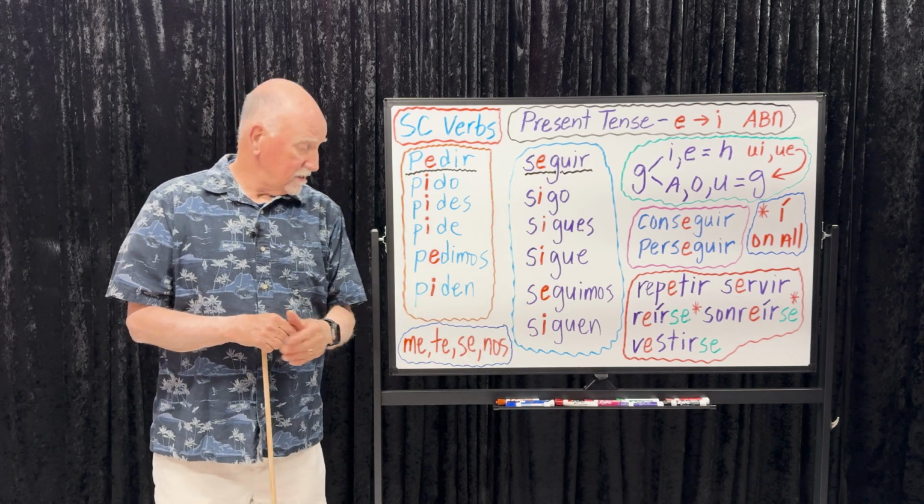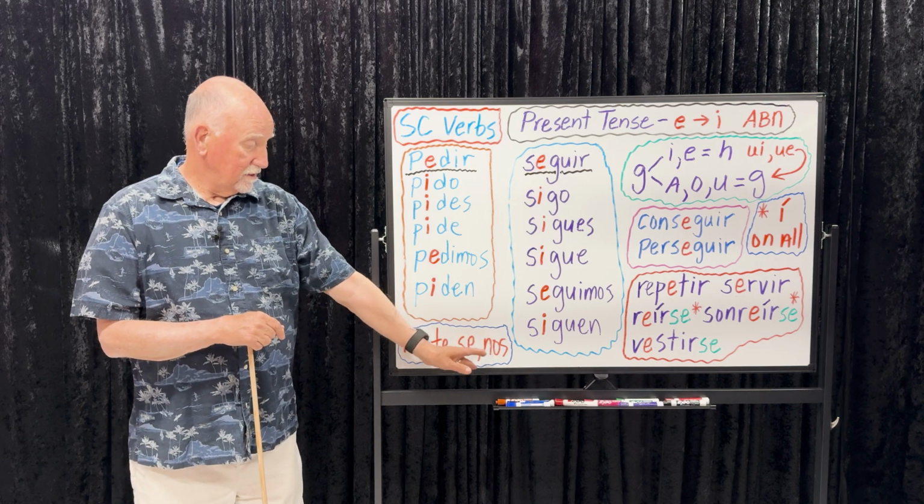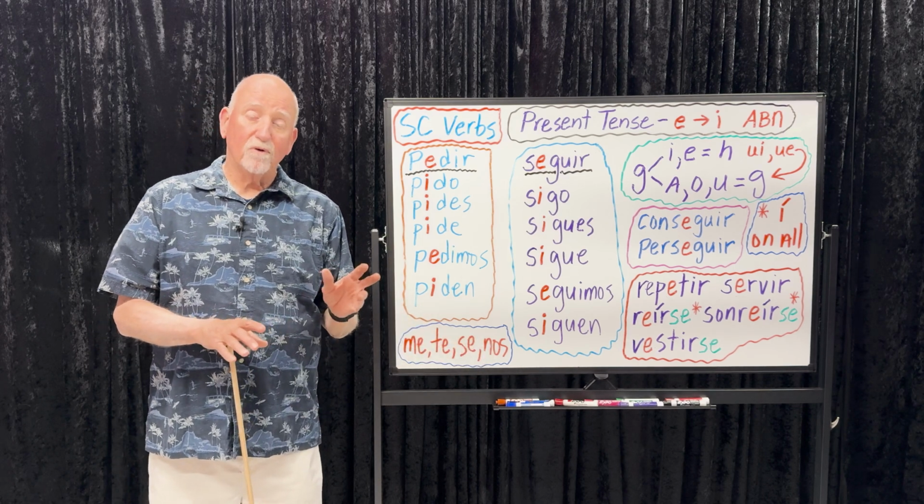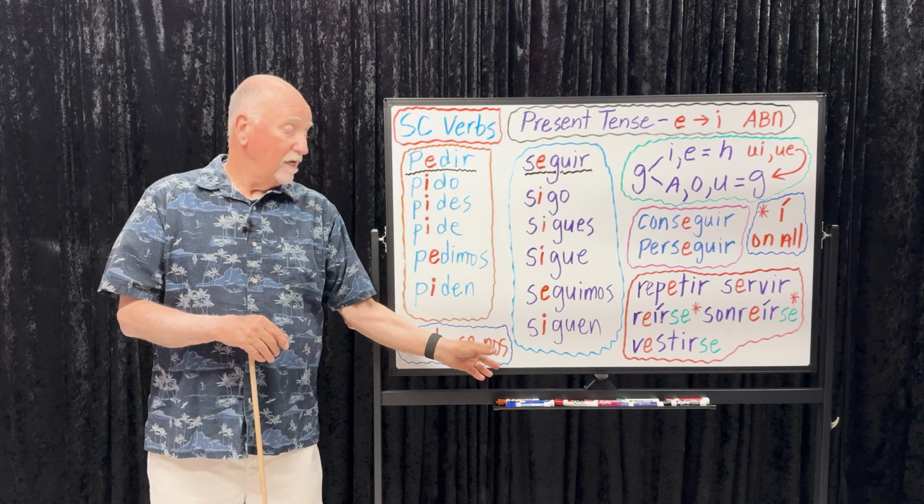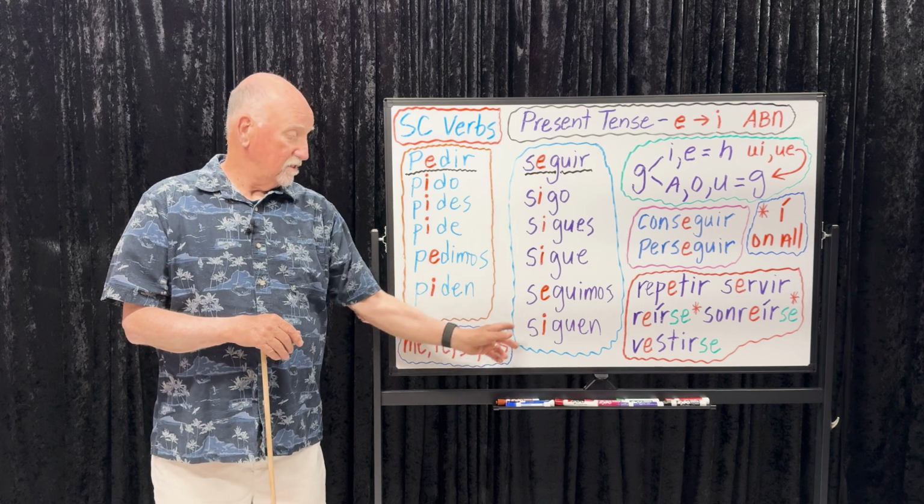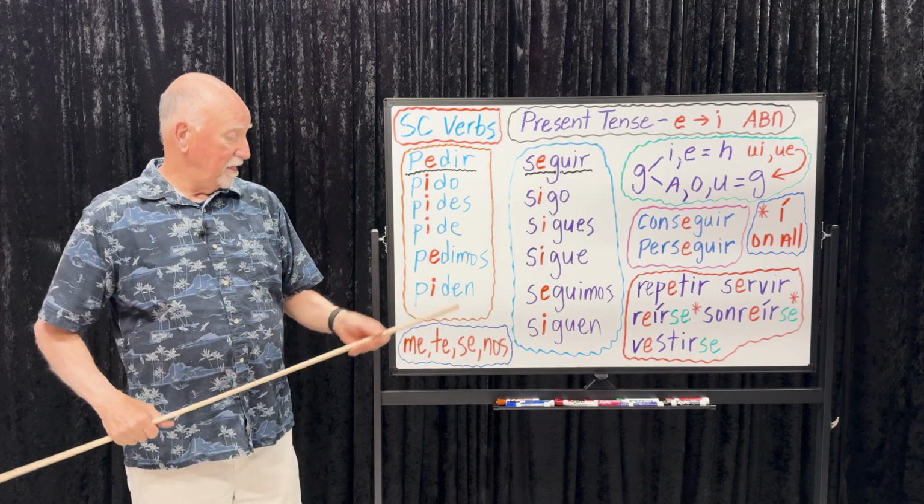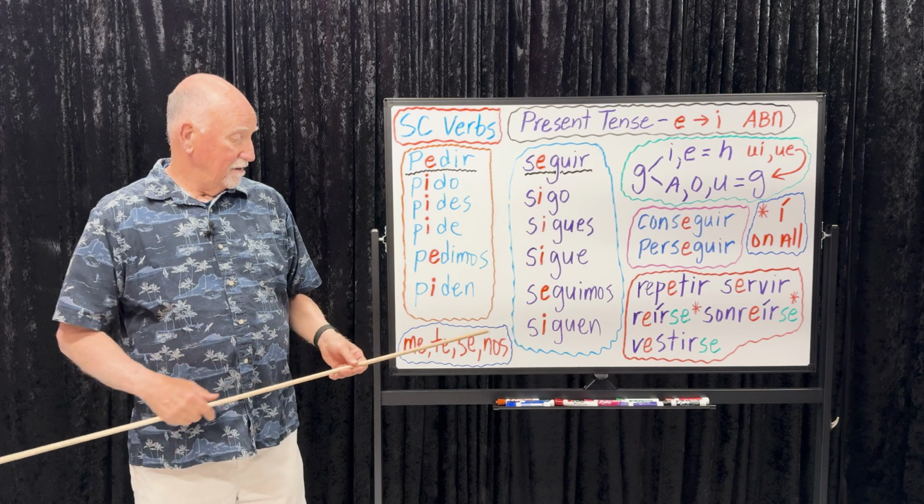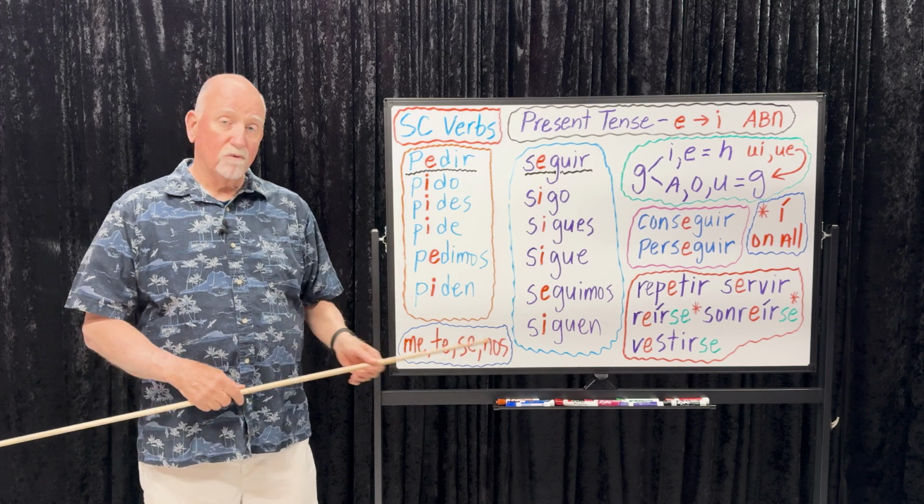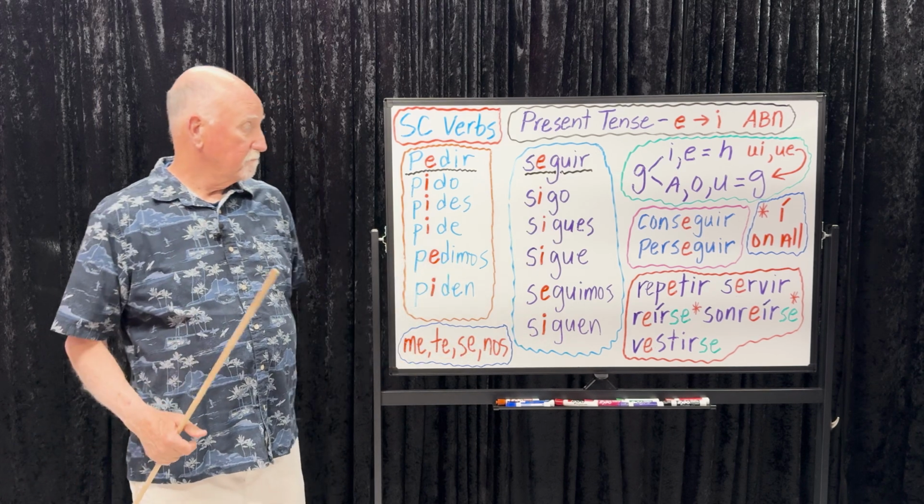They are following us. Nos. It's the same thing. No matter what kind of pronoun, it's going to be nos for we. Nos siguen. They follow us. Nos siguen. They follow me. Me siguen. Remember, the me, the te, and the nos work for all different types of pronouns.